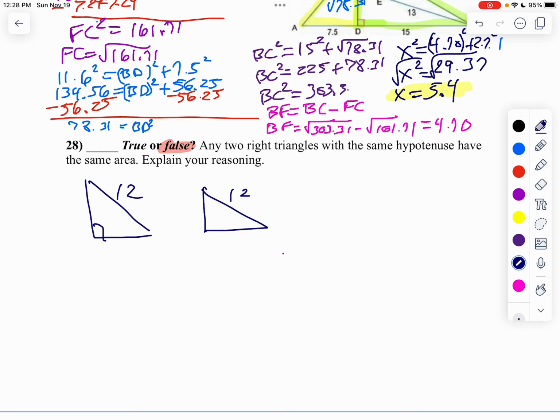Obviously they're going to be irrational numbers, but that would work. So for example, I'd have like the square root of 6 and the square root of 2, the square root of 4, and the square root of 3. Remember, the square root of 4 is actually 2. But I can definitely see I would not have the same area, so that would be false.